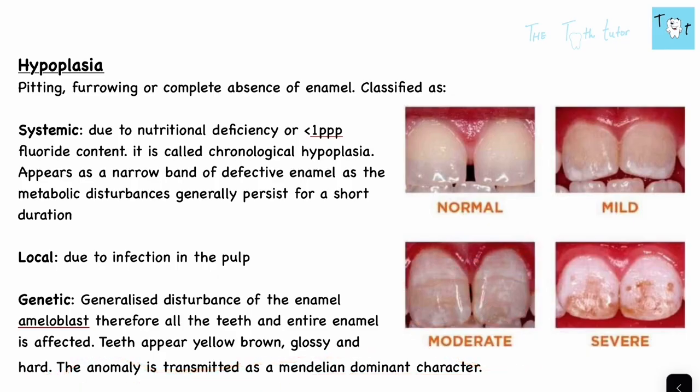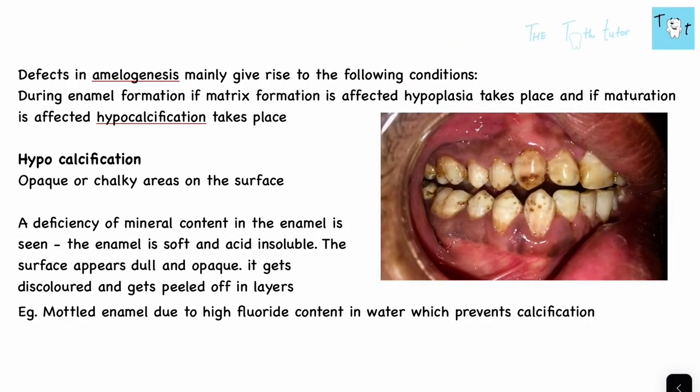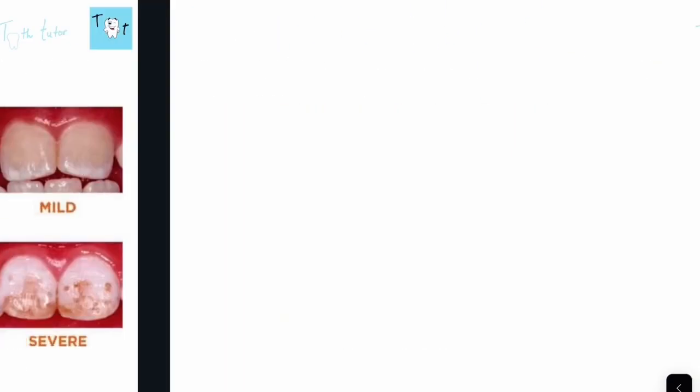So remember that it is a Mendelian dominant character, which is quite interesting to read in the book. There are not many questions asked on these topics, at least on the clinical considerations, but you can always add that on for the extra marks in the university exams. And so we have completed the second chapter.